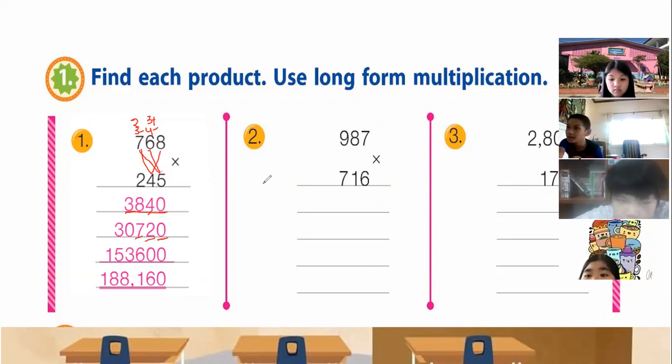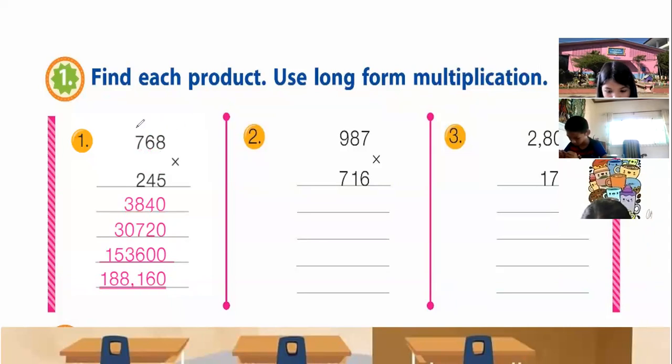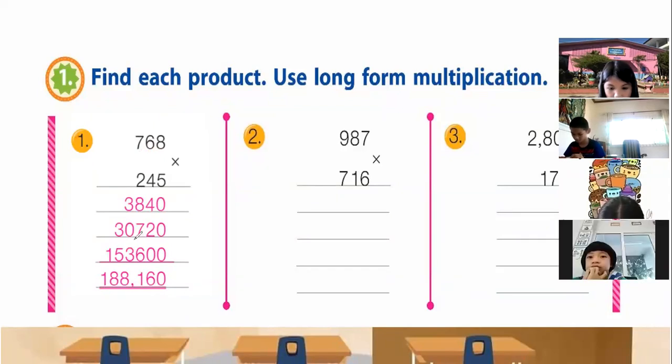35. Very good. 35, right? So 5 multiplied by 7 is equal to 35, right? And we have a carry over of how much? 2, right? So 35 plus 2 is equal to 37, right?